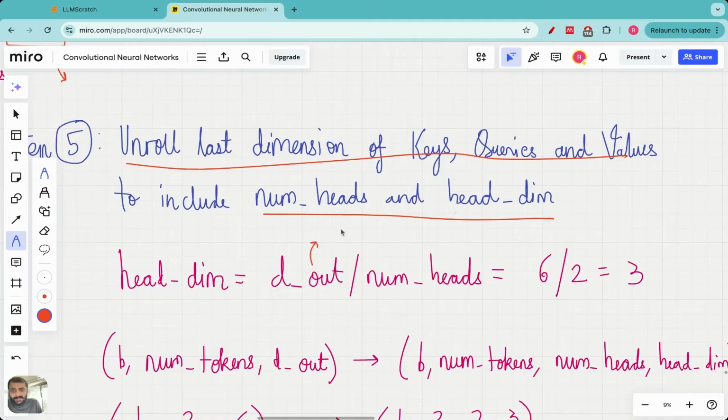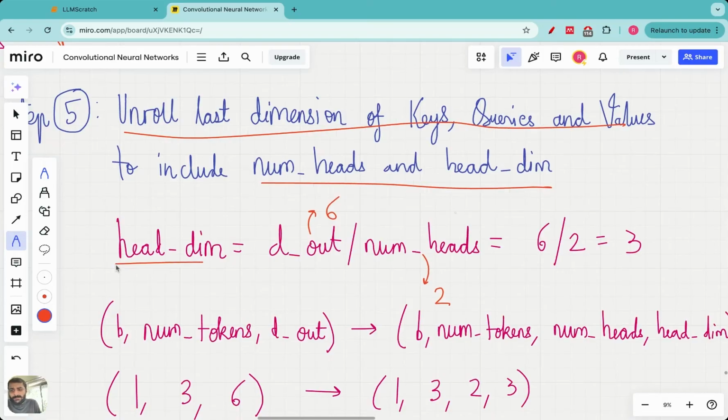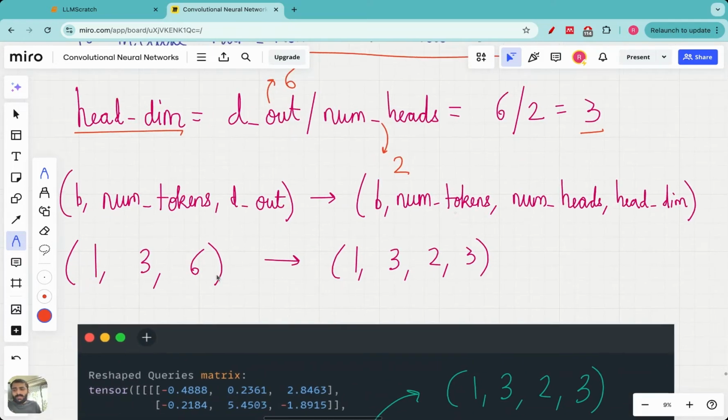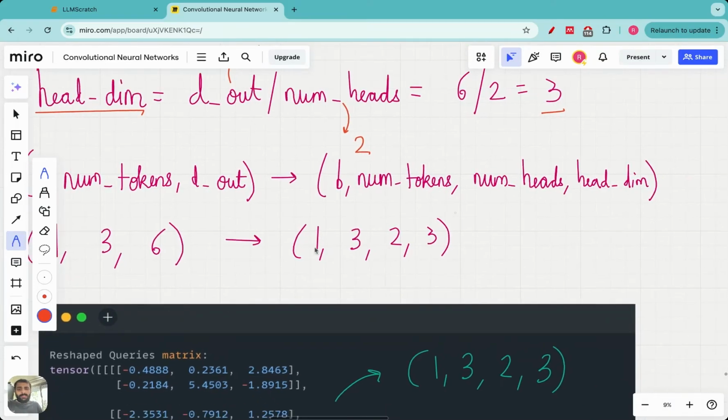So we have d out which is equal to 6, which is a decision we have made, and we have also made a decision with respect to the number of attention heads, which is equal to 2. So based on these two decision points, the head dimension is fixed, and the head dimension will be equal to 6 divided by 2, which is equal to 3. So what we are going to do next is that we had this 1 by 3 by 6 matrices for the keys, query and value. Now we are going to roll them into 1 by 3 by 2 by 3. So now instead of d out, we will have number of heads which is equal to 2 and head dimension which is equal to 3.